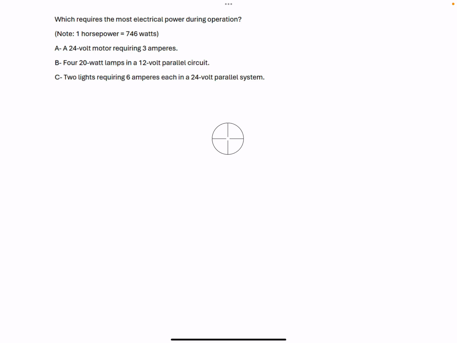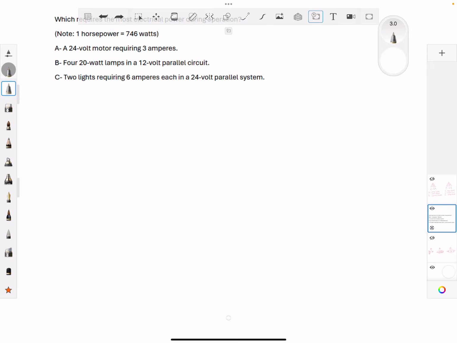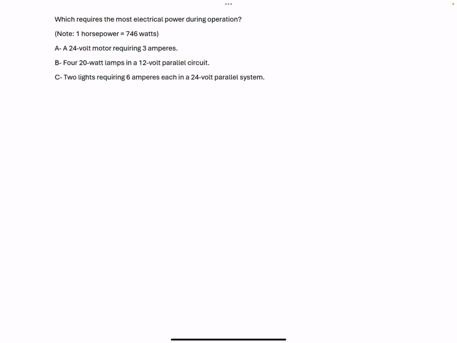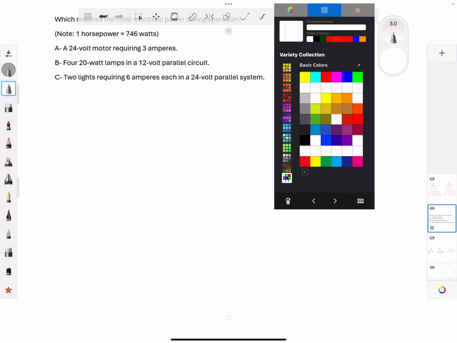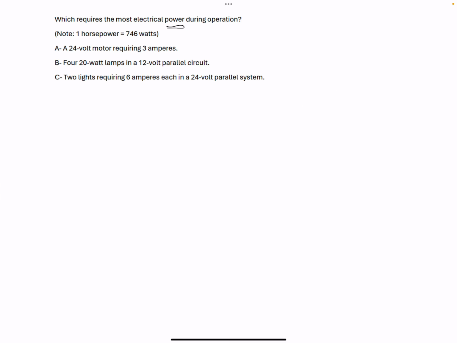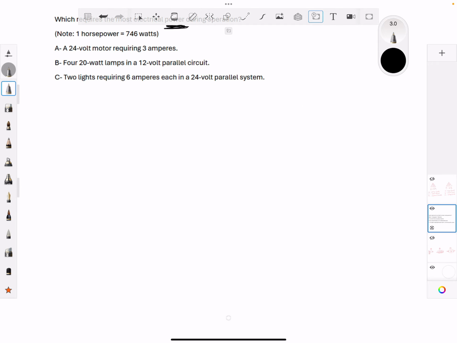All right, we have which requires the most electrical power during operation. So with this problem, you should hopefully start to recognize what it's asking for is power, right? So it says power. So when you hear power, you should be thinking of the unit of watt.